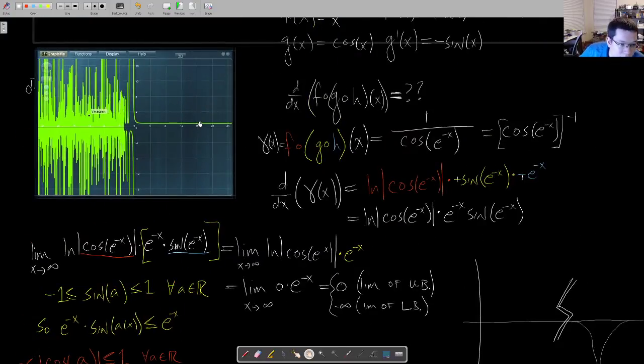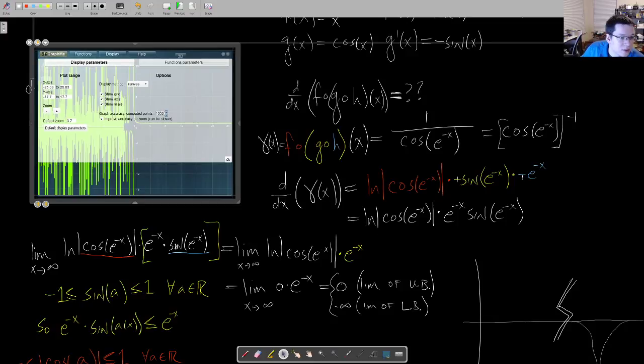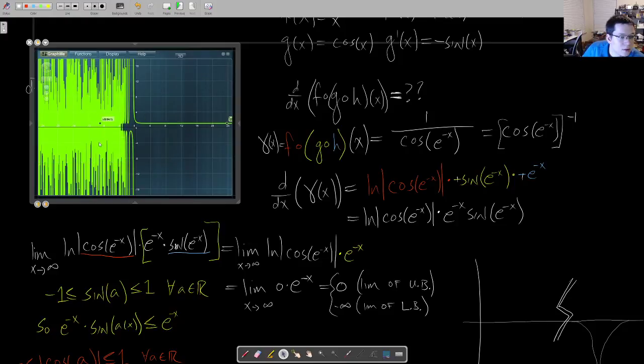So if we hover over it, does it say that the value is 1 or approaching 1? Yep. Cool. If we change this to be, no, that just gets more and more crazy. Cool.